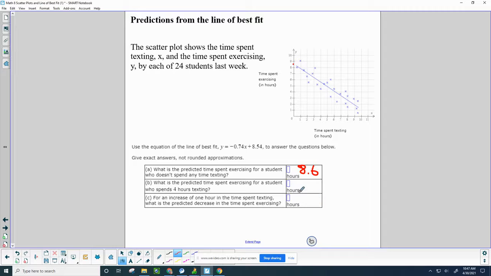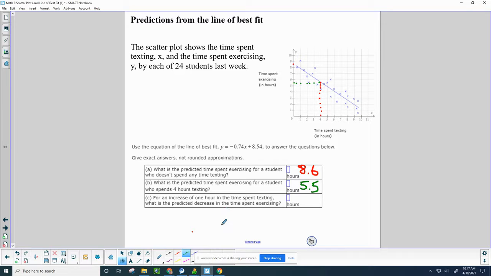What is the predicted time spent exercising for a student who spends 4 hours texting? So if you go to 4 hours texting and make a nice little straight dotted line up to your line of best fit, and then you turn and go left this way and hit the y-axis, you're going to be right around 5.5 hours.